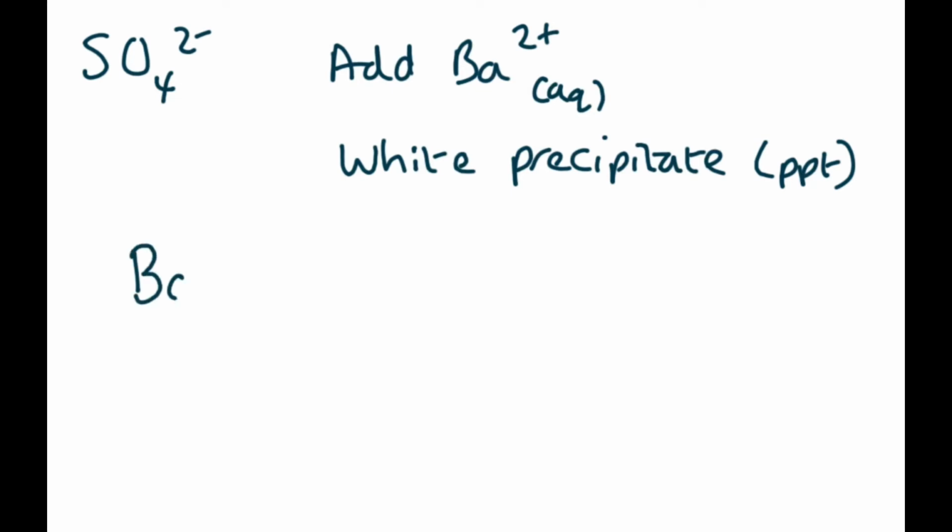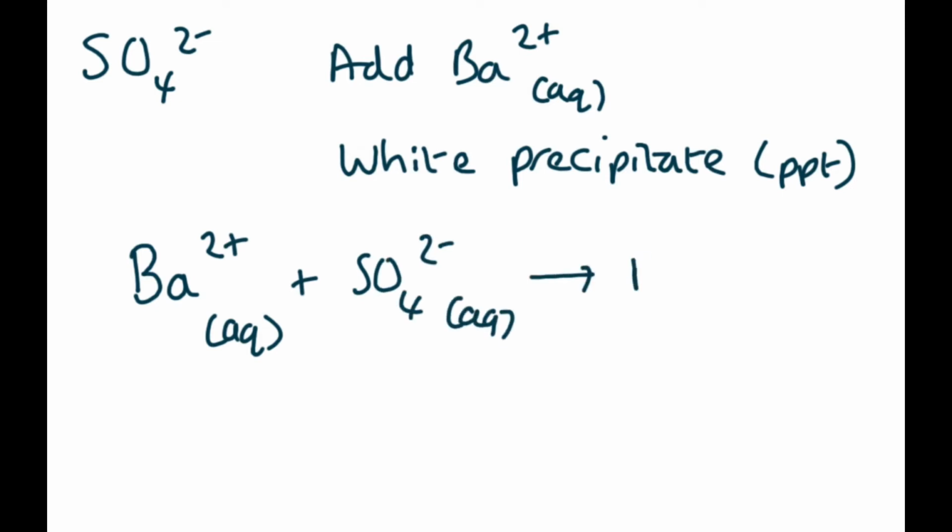So the ionic equation is you have your barium ions and you have your sulfate ions, and you make the white precipitate of barium sulfate. So you can see it's a precipitate, it's a solid state symbol.